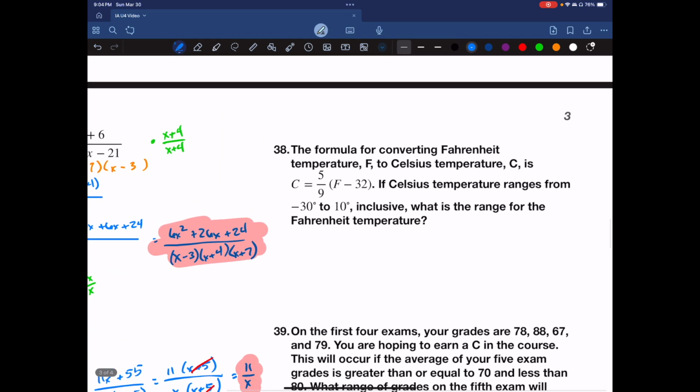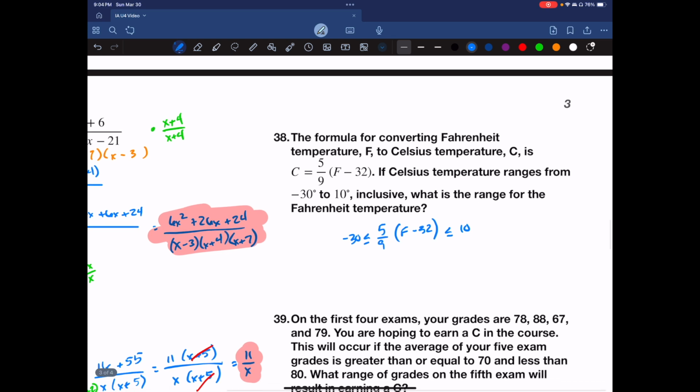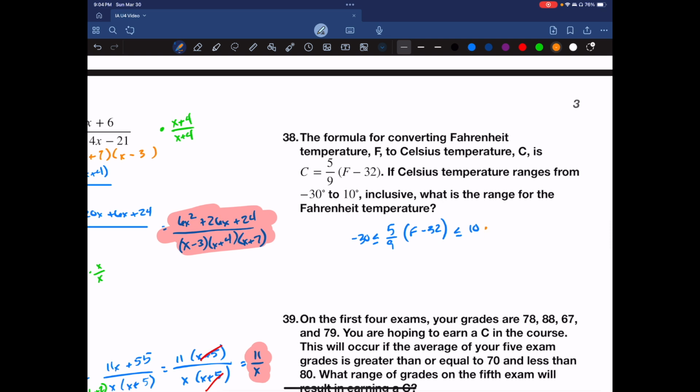38. So if you were back in class, I put a similar problem on the board, and I told you that I would tell you what numbers belong on either side of the compound inequality. And so that's what we're doing here. So we have 5 over 9, F minus 32 on the inside, and it says inclusive. So it's going to be less than or equal to, less than or equal to, negative 30, and 10. Okay. So again, just like 37, I'm going to multiply by the reciprocal on all sides, beginning, middle, and end.